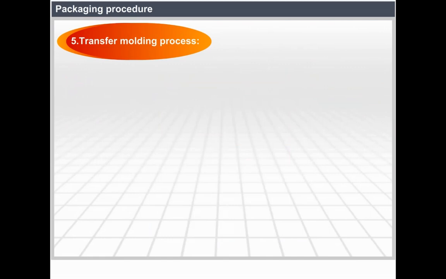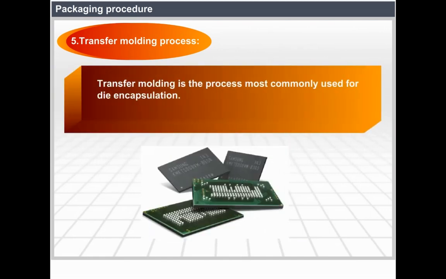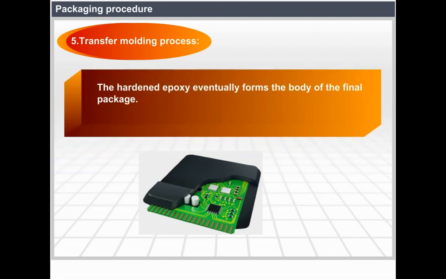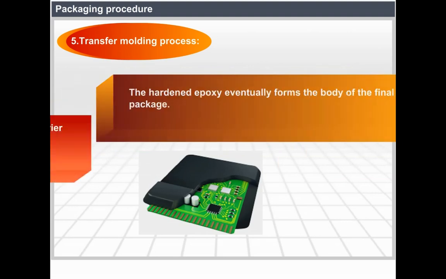Transfer molding process. Transfer molding is the process most commonly used for die encapsulation. Epoxy resin liquefied by high temperature and pressure is forced through a mold chase over the die and the lead frame, and into the cavity on the frame where the die was placed earlier. The hardened epoxy eventually forms the body of the final package.